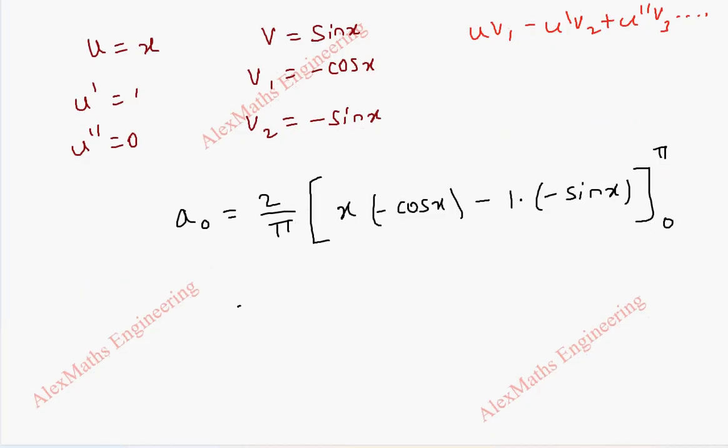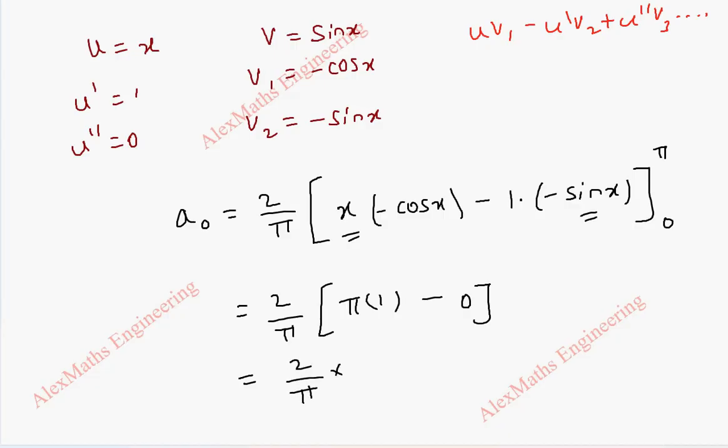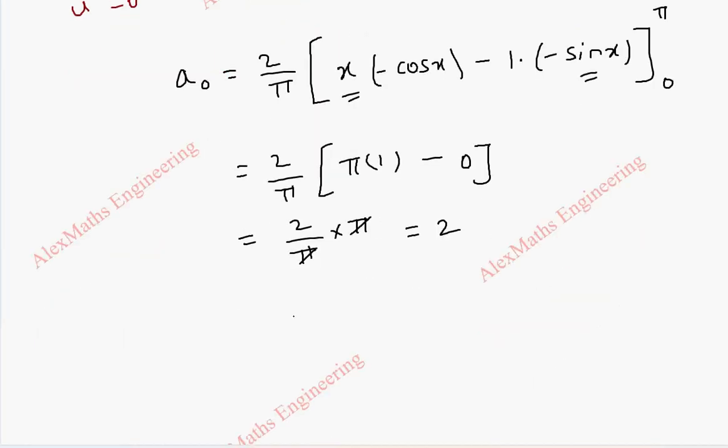When I apply the upper limit, this is pi, cos pi is minus 1, already there is a minus, so it will become plus 1, sin pi is 0. When I apply the lower limit, because of this x it is 0, and because of sin, sin 0 is 0, so the lower limit is totally 0. And even sin pi is 0, so we are left with only this term. So 2 by pi into pi, after cancelling we are left with 2. So a naught equal to 2.